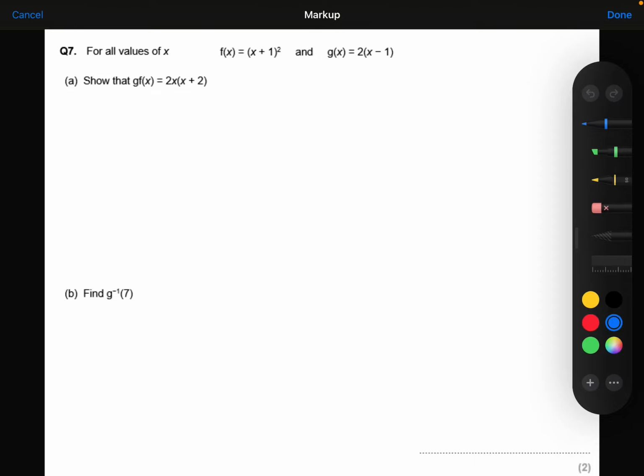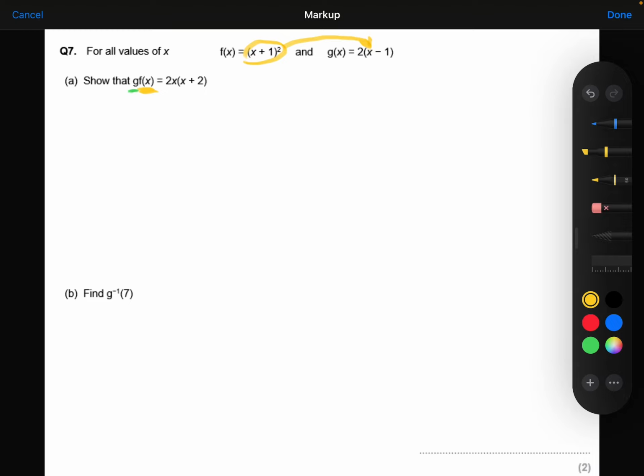For all values of x, f of x is equal to (x plus 1) squared, and g of x is equal to 2 lots of (x minus 1). Part A: show that g f of x is equal to 2x times (x plus 2). So this is saying to substitute the f function into the g function. So substitute this f function into the g function there.